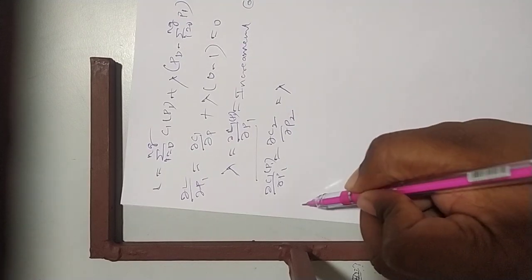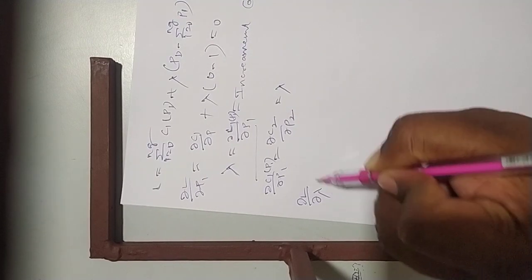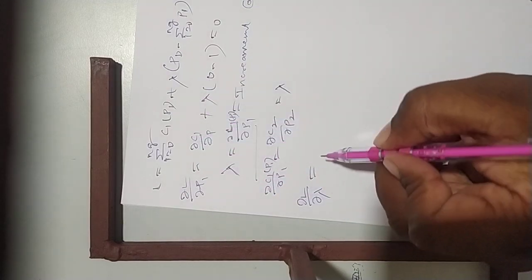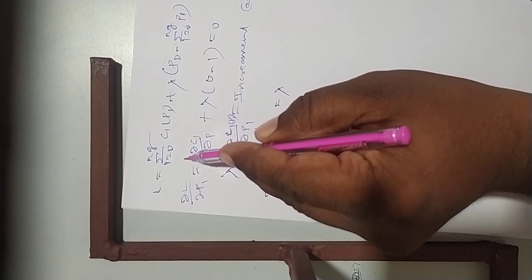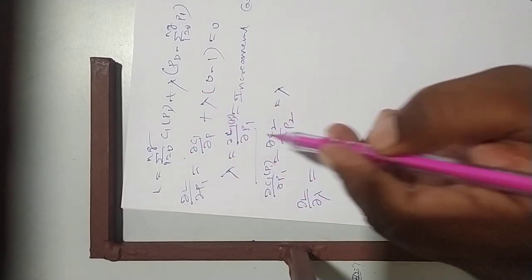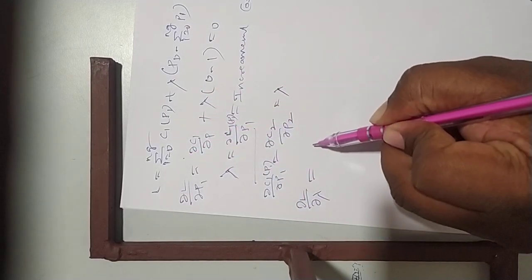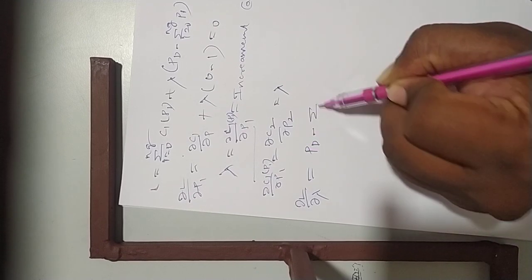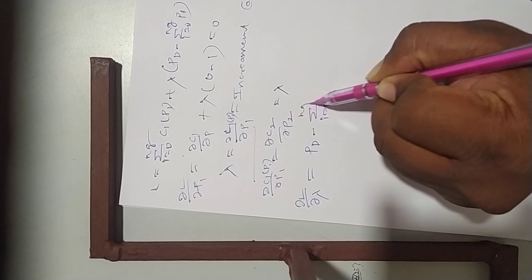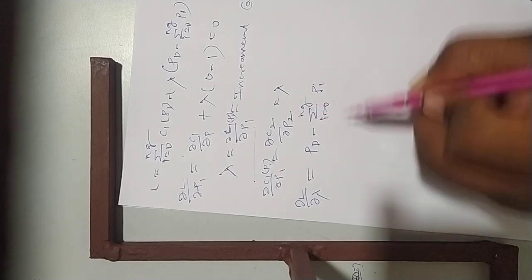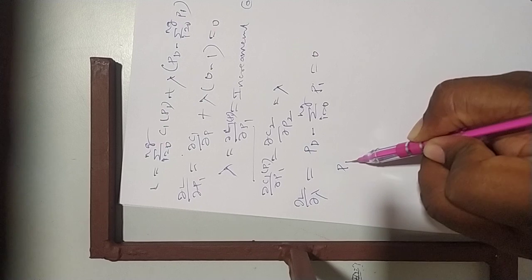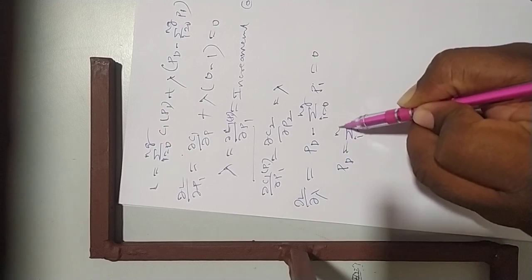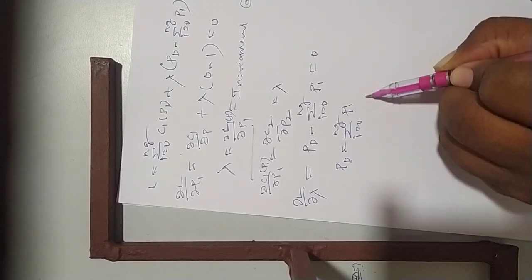And dou L by dou lambda is equal to, so here there is no lambda element in the first term, so it is treated as a constant, and the differentiation of lambda is 1, so it will be PD minus the summation of 0 to Ng of Pi. So from this equation you get PD must be equal to the summation of generation Pi.